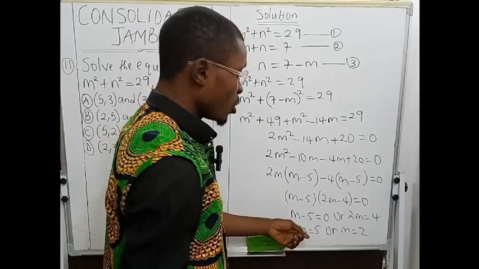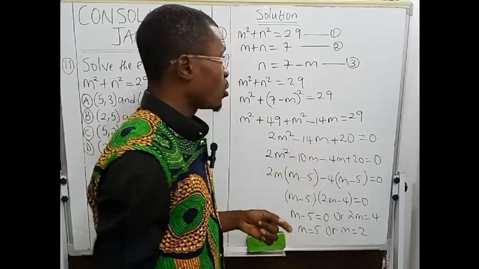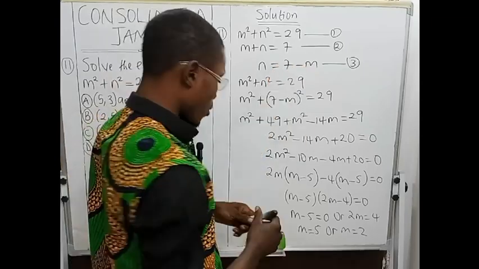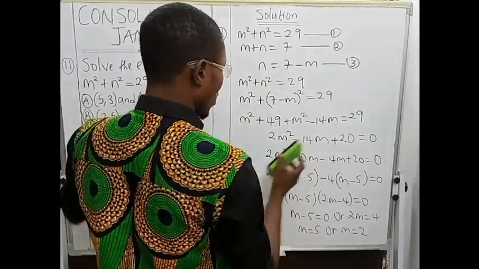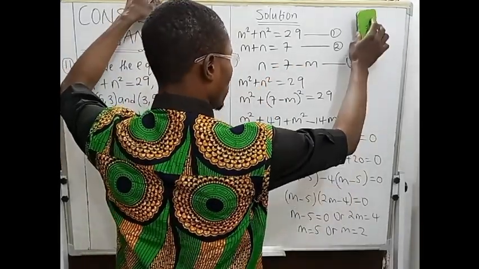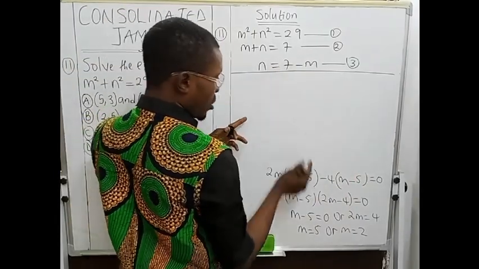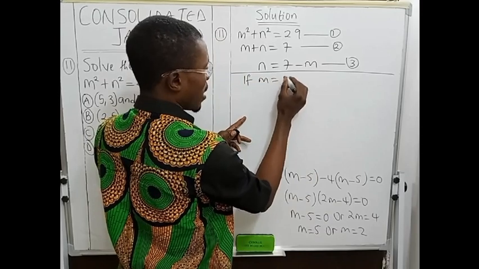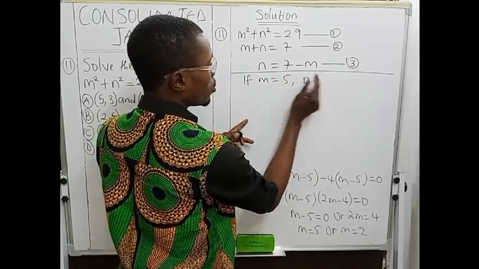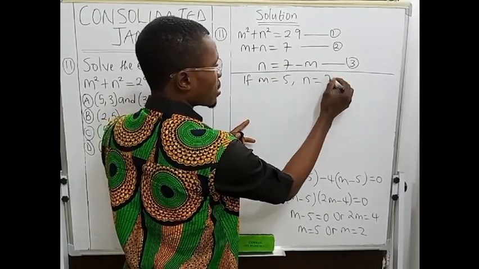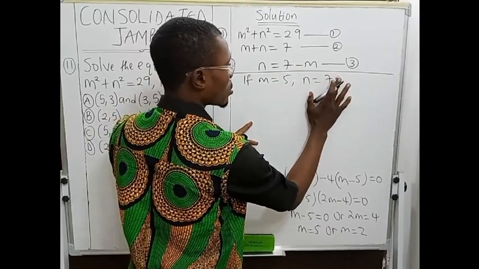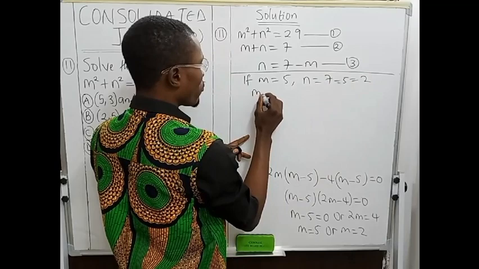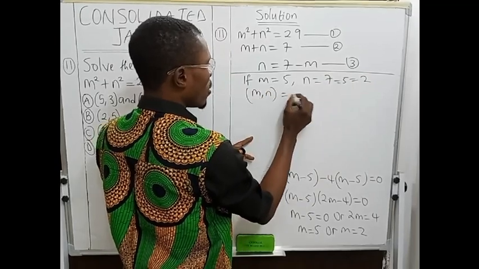Now, for each value of m, I'm going to get the corresponding value of n from this equation 3. Equation 3 says n equals 7 minus m. So let me clean this part of the board. So from equation 3, if m equals 5, our n is going to be what? 7 minus 5, and that will give us 2.